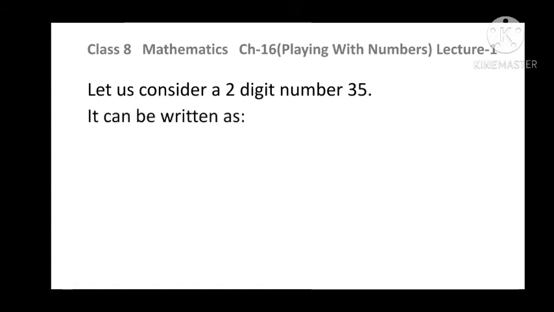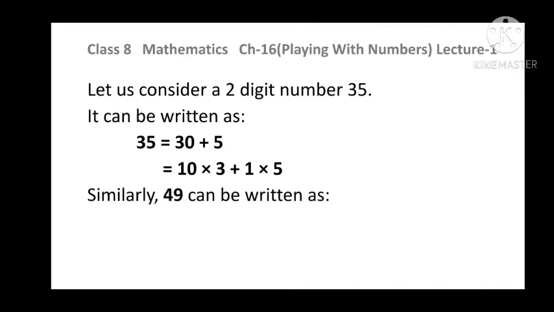And it can be written as 35 is equal to 30 plus 5. Obviously, the way we speak, we have written like that only, 30 plus 5. Now as 3 is at tens place, so it will be multiplied by 10, plus as 5 is at ones place, so it will be multiplied by 1. So 35 will be written in generalized form as 10 into 3 plus 1 into 5.